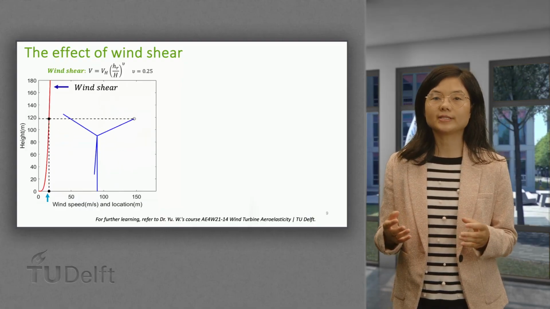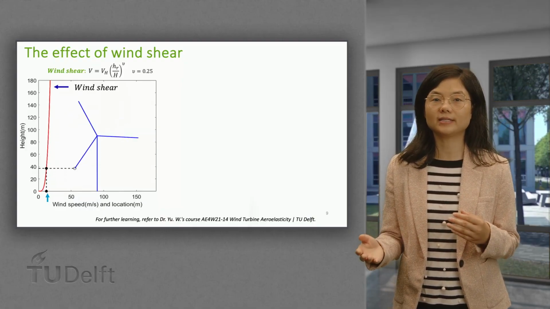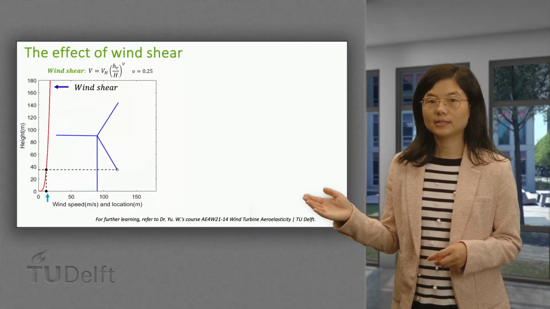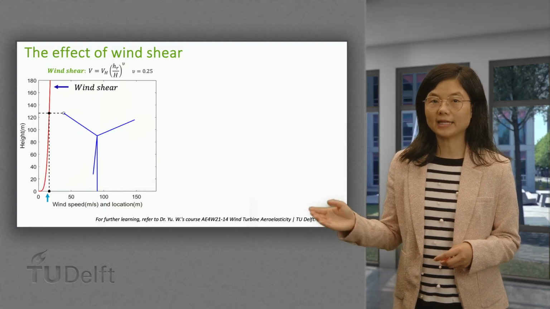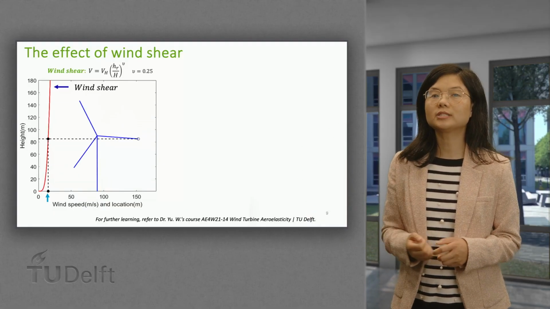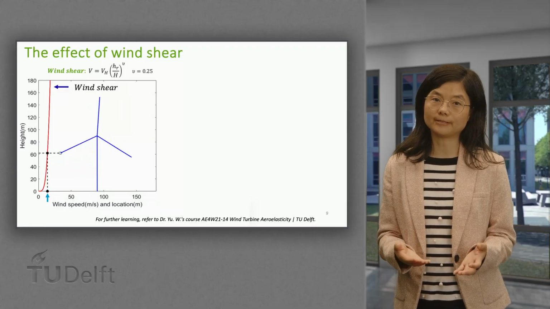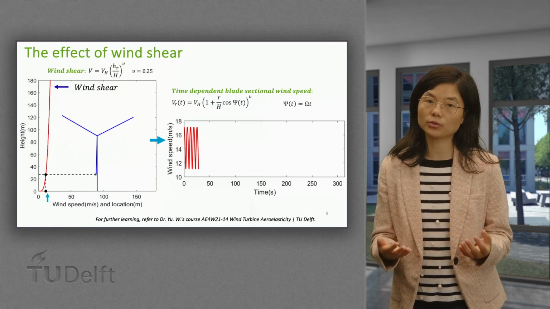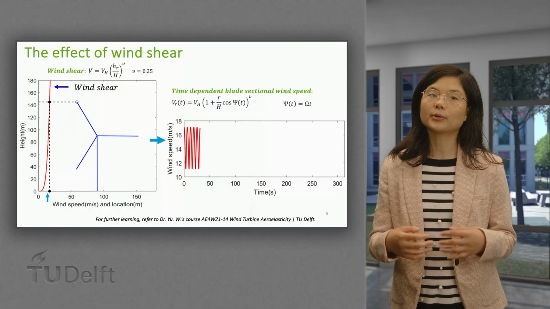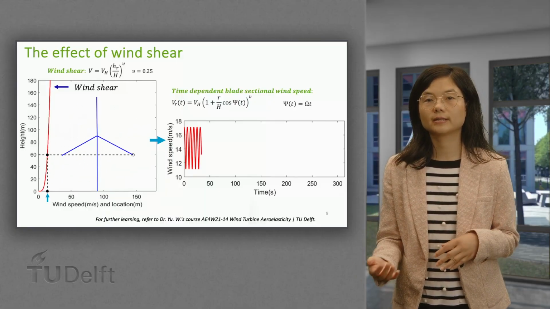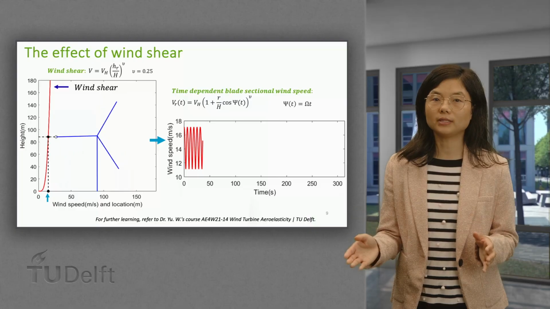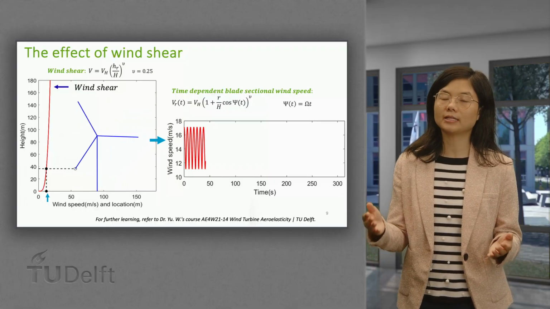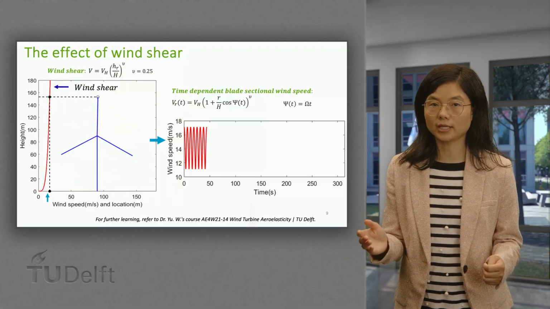Let's imagine you are standing at one blade tip of a 3-bladed horizontal axis wind turbine, HAWT. As the rotor spins, that blade tip moves through different heights, and at each height, the wind speed is different because of vertical wind shear. On the right, you can see an illustration of this sectional periodic wind speed pattern experienced by the blade tip during rotation.